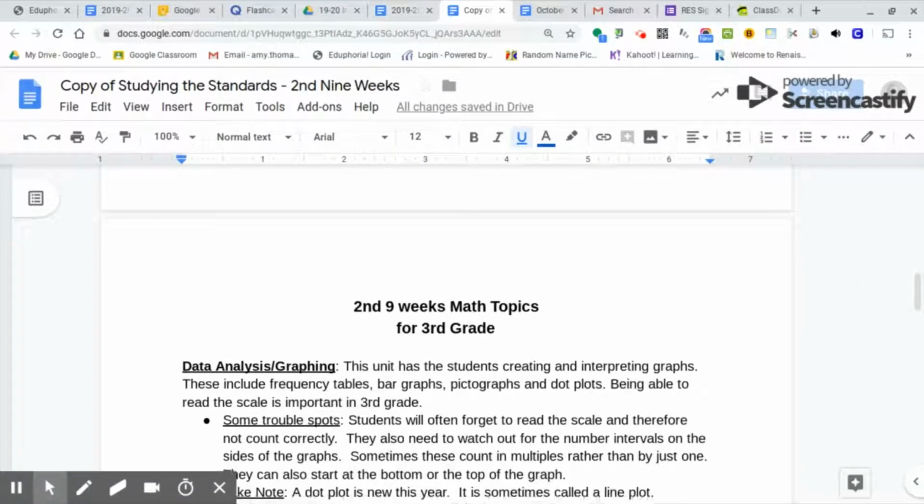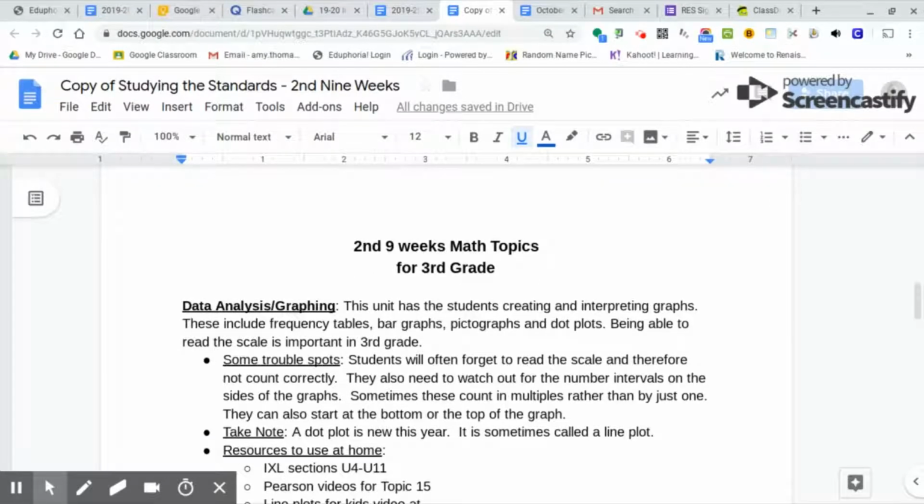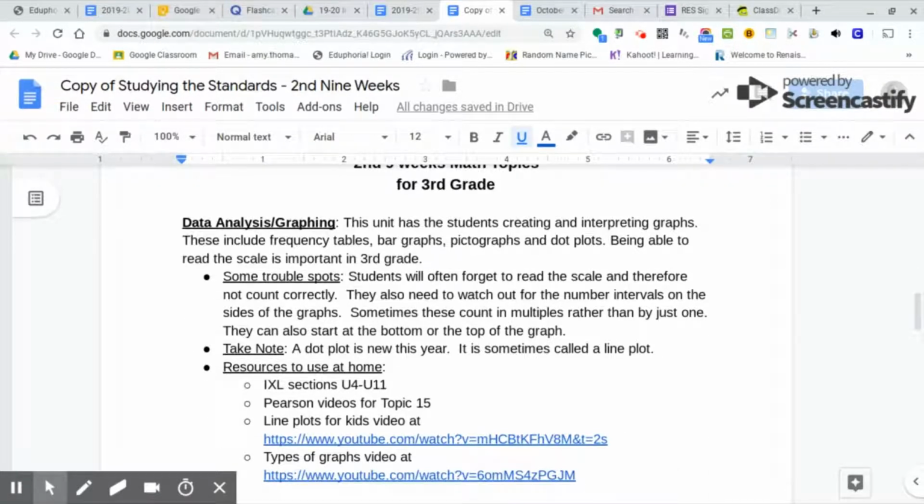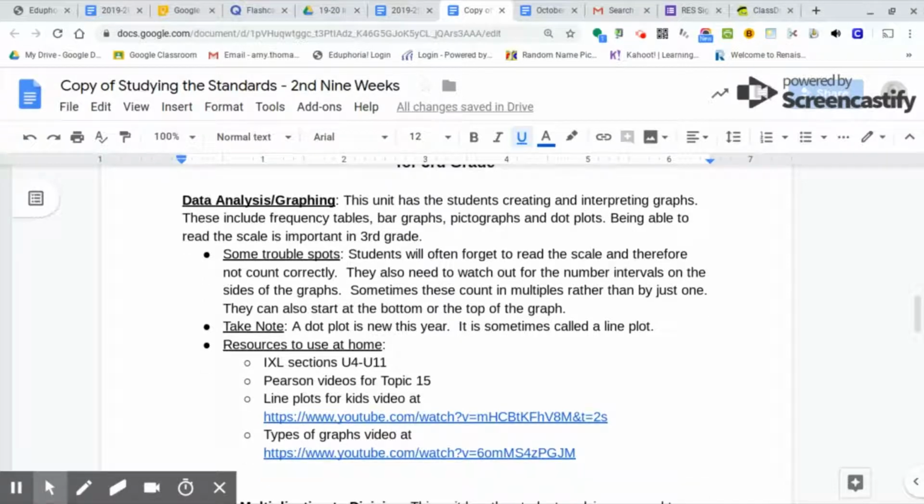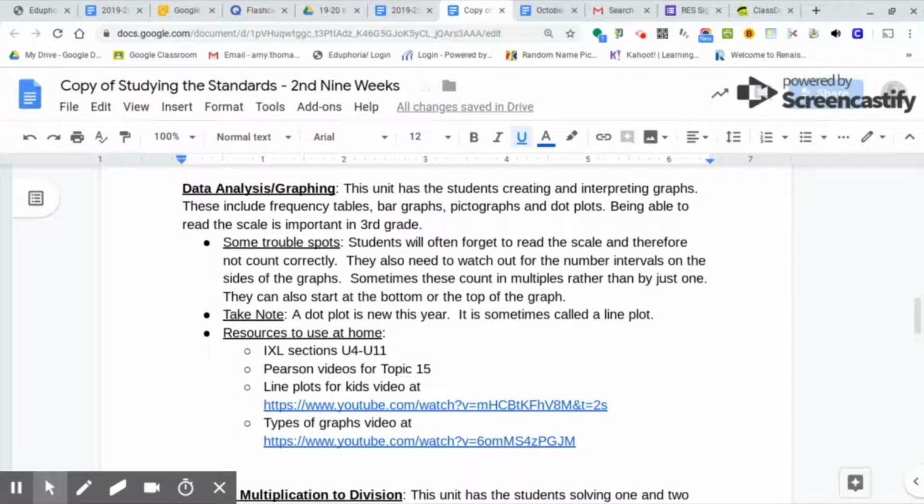Moving on to math, in the second 9 weeks, our topics include data analysis and graphing. We're going to be doing frequency tables, bar graphs, pictographs, dot plots. Being able to read a scale is very important in third grade. Something that kids often have a hard time with: they forget to read the scale and then they don't count correctly. So just being sure to watch out for that.